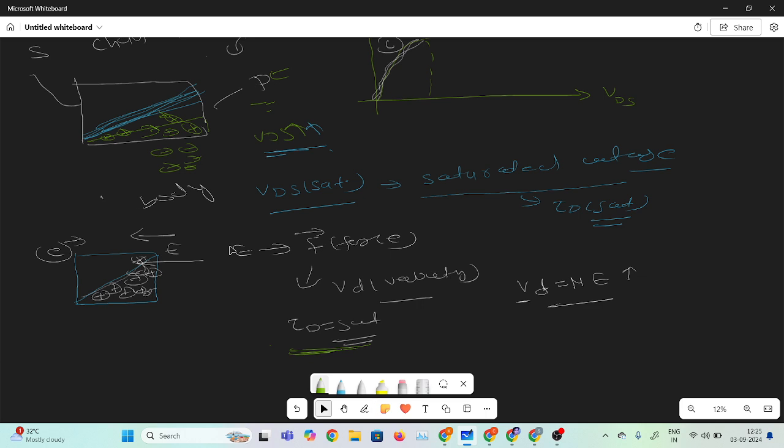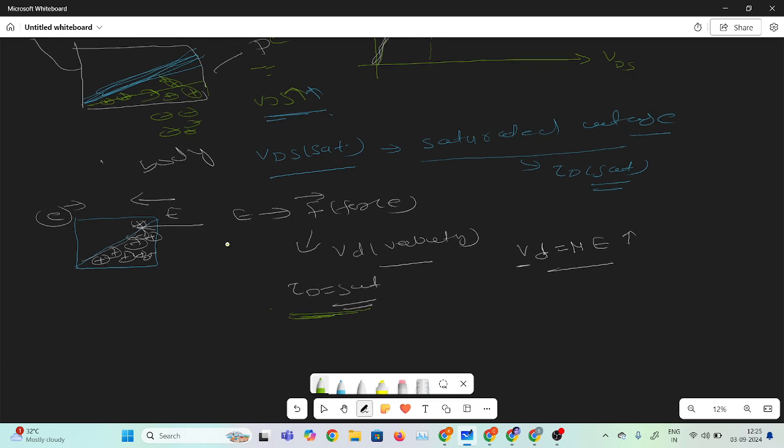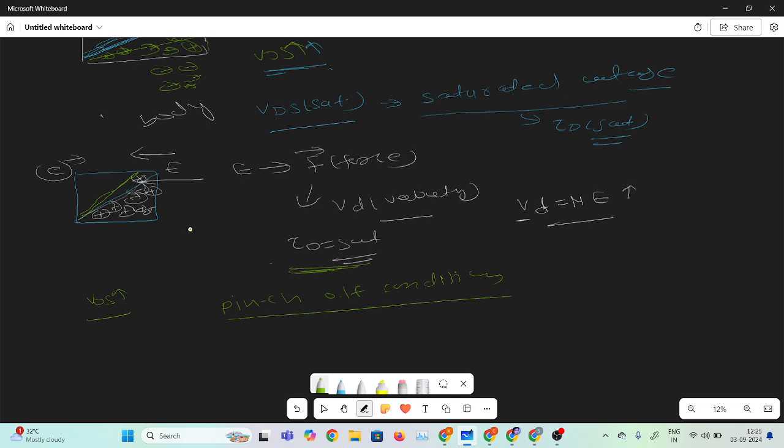And if we increase the VDS more, that condition is called the pinch off condition. Previously I explained the pinch off voltage; here I am explaining the pinch off condition. So what is the pinch off condition? If we apply more and more voltage on the drain terminal, then the channel is depleted like that. If the channel is depleted like that, this is the pinch off condition.